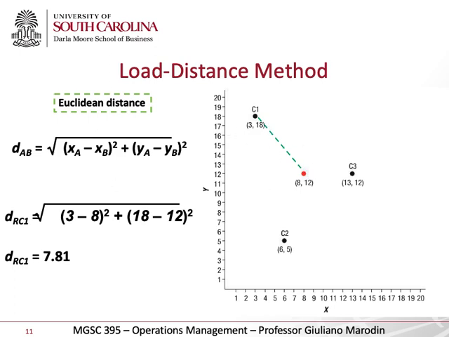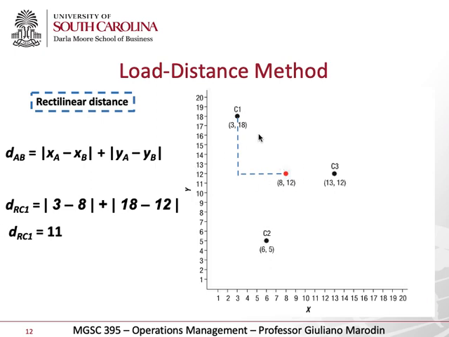I can also calculate the distance between those 2 points using the sides of the triangle. So then I will do this side plus this one, instead of doing the diagonal with the Pythagorean method. In this case, it's going to be the absolute value of 3 minus 8, plus the absolute value of 18 minus 12, and this gives us the distance of 11.